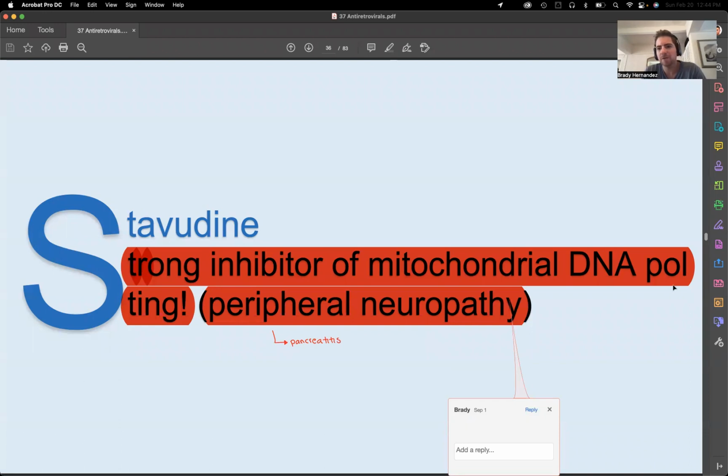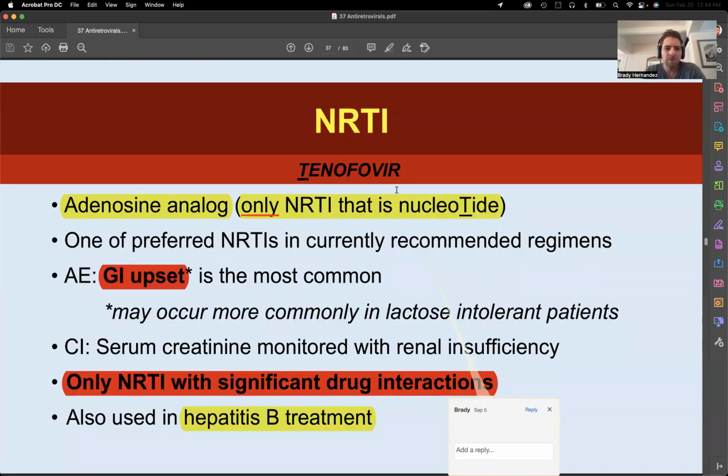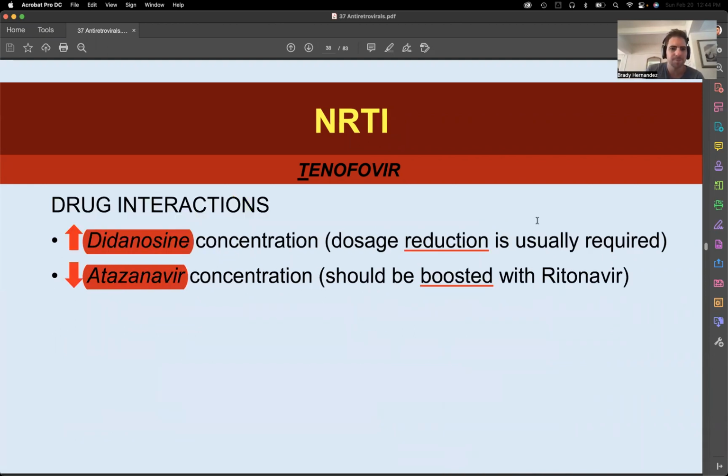Strong inhibitor of mitochondrial DNA polymerase, and then it could cause peripheral neuropathy and pancreatitis as well. I wrote that in there. So that's stavudine. Tenofovir, GI upset. All right, so this has significant drug interactions. Good to know. And also very specific for it, it's the only NRTI that's a nucleotide. The rest are nucleoside analogs. So this is a tide, T for tenofovir and T for tide, if that helps. And you can see these drug interactions here.